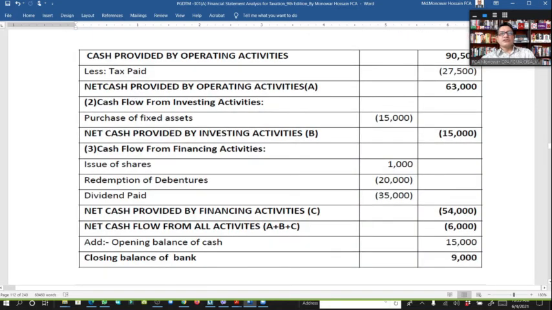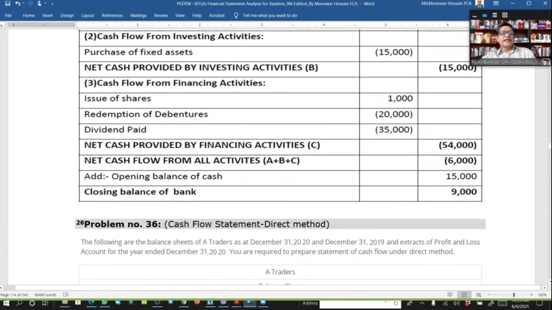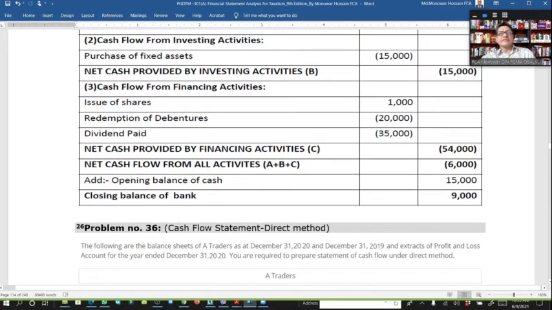So this 15,000 is only a minus. There is no positive thing, only cash outflow of 15,000. So only one item in investing activities. And number 3, cash flow from financing activity. So how does it come? There is issue of share 1,000, redemption of debenture 20,000, dividend paid 35,000, net cash provided by financing activity 54,000 is minus. So how does this amount come?